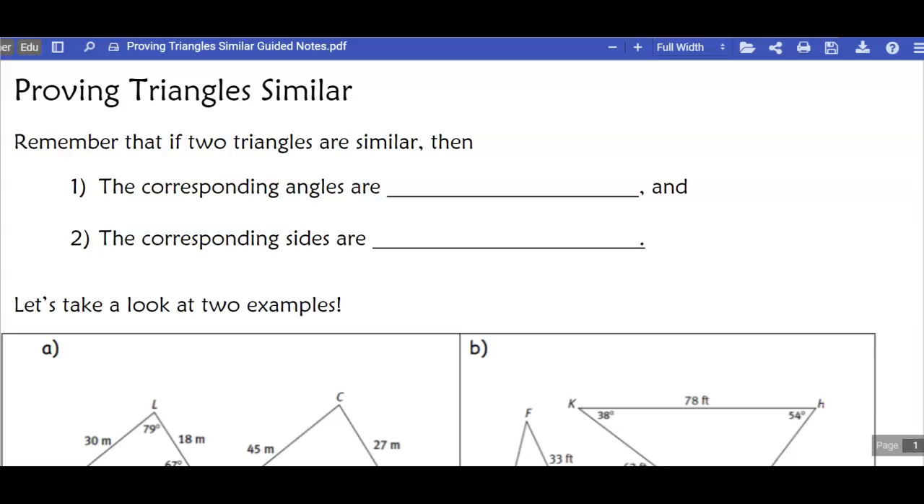In this video for geometry, we are going to be talking about proving triangles similar. There are several methods for proving triangles similar. In this video, we're just going to talk about one of those methods. Let's review a few things first.